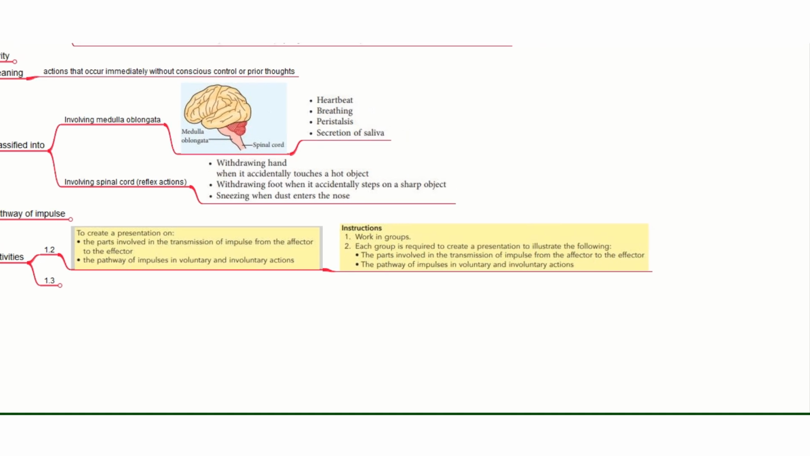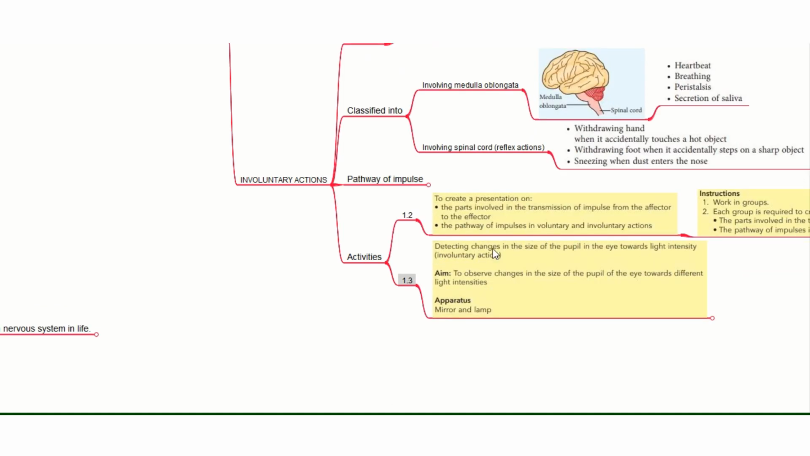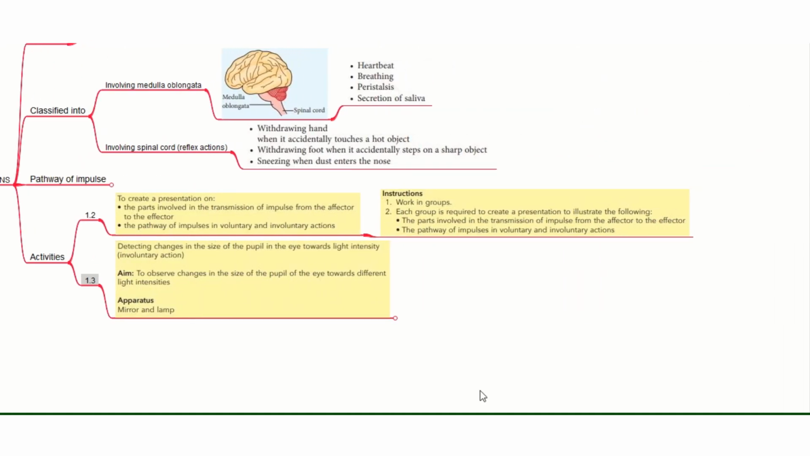Right, and for activity 1.3, detecting changes in the size of the pupil towards light intensity, an involuntary action. Aim: to observe changes in the size of the pupil of the eye towards different light intensities. Apparatus: mirror and lamp. Okay, the instructions.